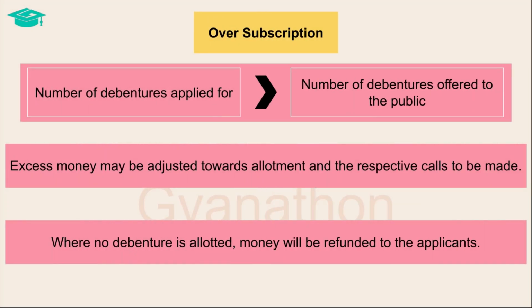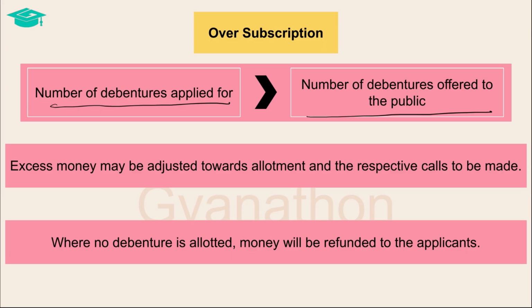Similar to how we saw in the process of issue of shares, there may sometimes be an oversubscription at the time of issue of debentures. In simple terms, when the number of debentures applied for by the applicants is higher than the number of debentures offered by the company to the public, then there is said to be an oversubscription on the issue of debentures. In such a situation, the company cannot issue debentures to all who have applied, as the company cannot allot more debentures than it has invited for subscription.